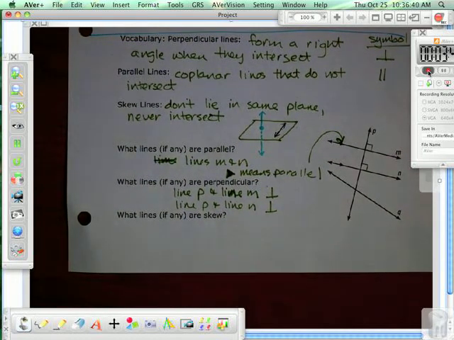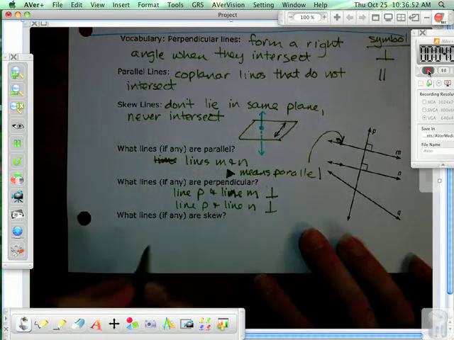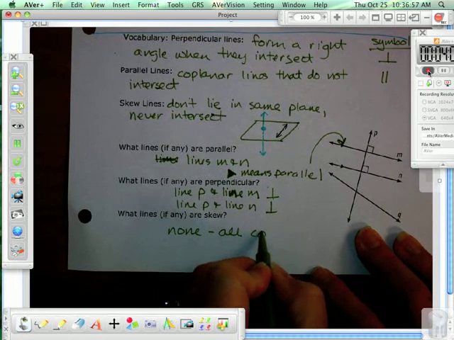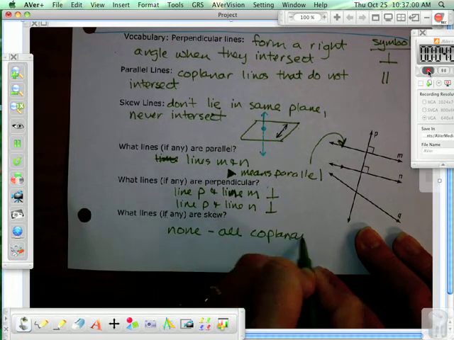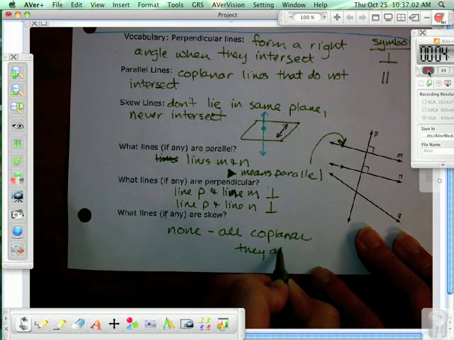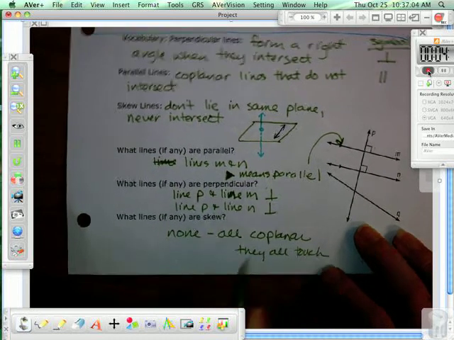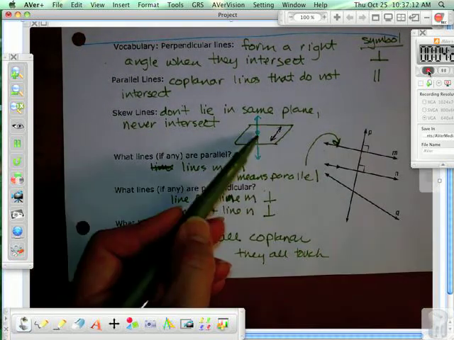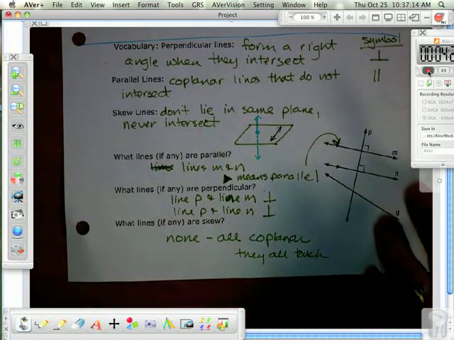Okay? What lines, if any, are skew? Q and N. There's no symbol for skew. What lines, if any, are skew? Can you tell? How come you say that? Because they're all touching and they're all on the same plane. So, none, they're all coplanar. And they all touch. So there isn't any skew lines in that picture. Okay? One clue is that there's no dashed line there. All right, turn it over.